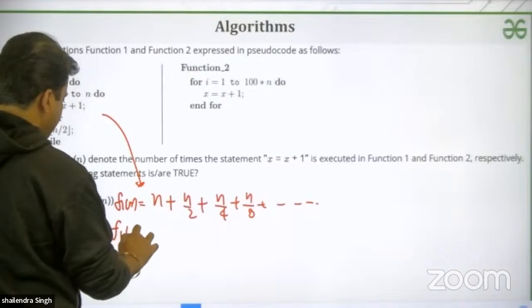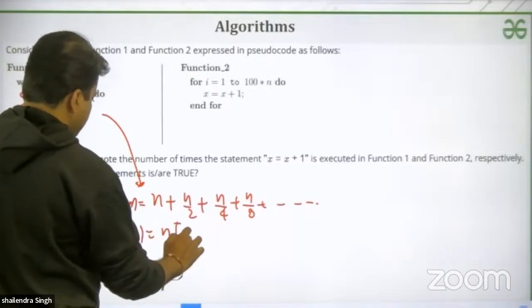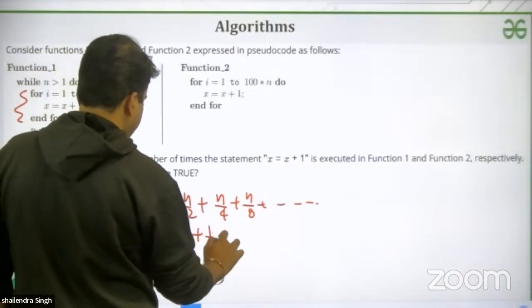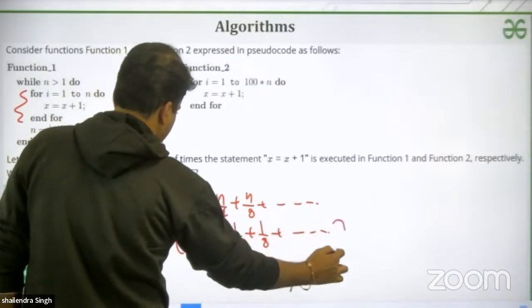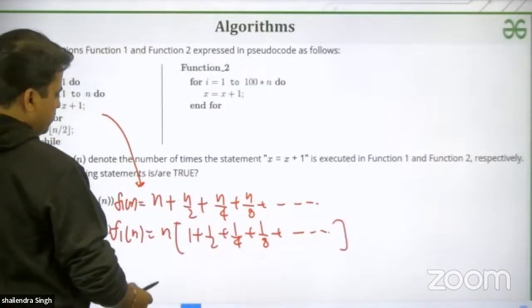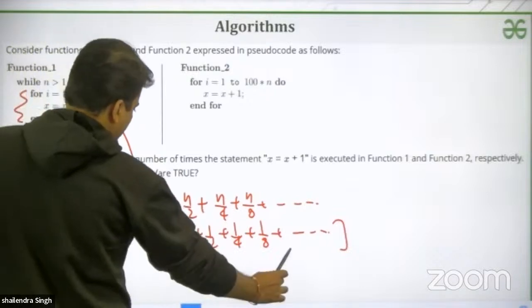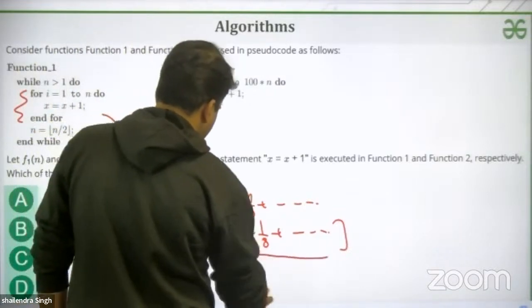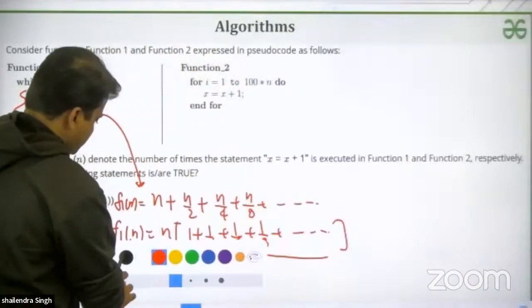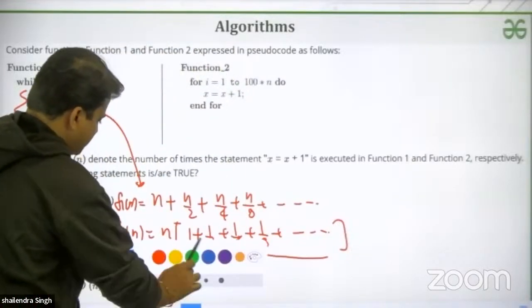So f1(n) equals to what? इसमें से n common ले लीजिए. So it will be n times 1 plus 1 by 2 plus 1 by 4 plus 1 by 8. Okay. So here this is the smallest value. Dear student, look here, what is the value of this one? So apply common sense. Don't solve the complete series, right?